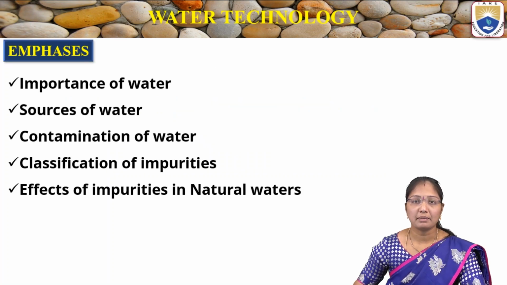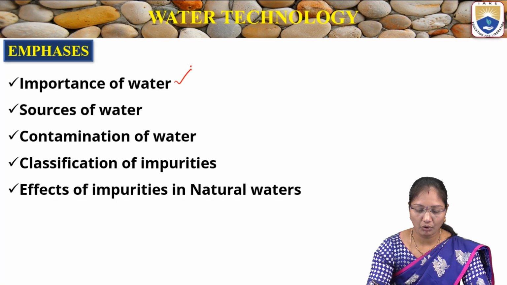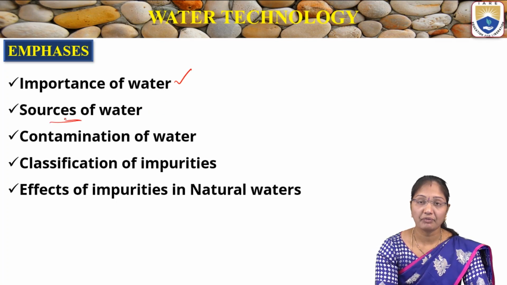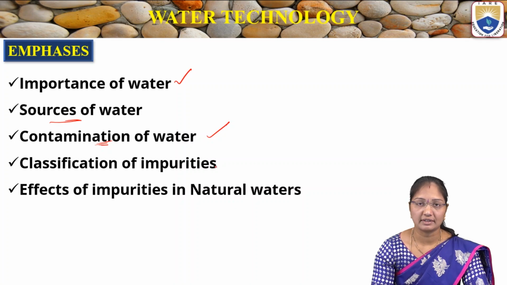So today my presentation focuses mainly on the importance of water. First, the importance of water, the sources of water, from where we are going to get the water, and the contamination. So what causes the contamination of water? Then classification of impurities. Generally the impurities present in the water cause a lot of problems. So here we are going to discuss in detail the classification of impurities, what causes the impurities of water, and the effect of impurities.